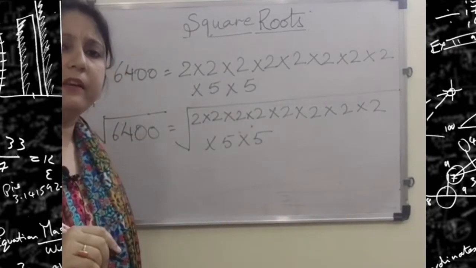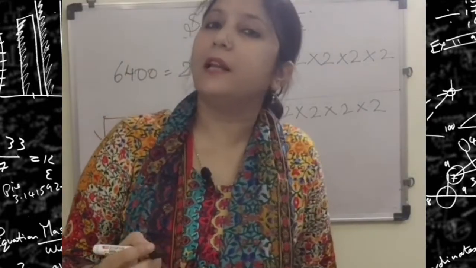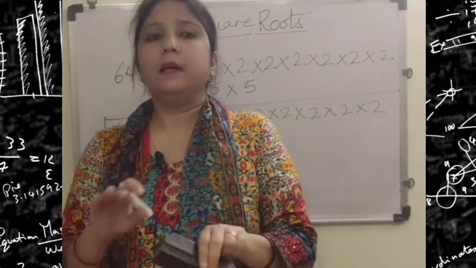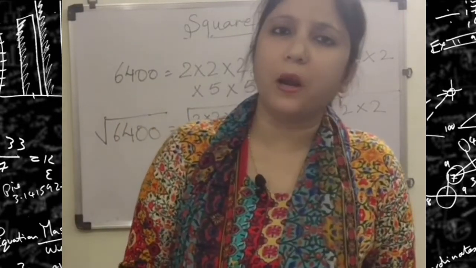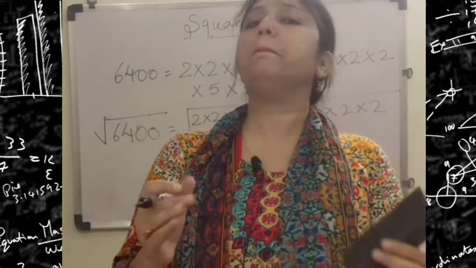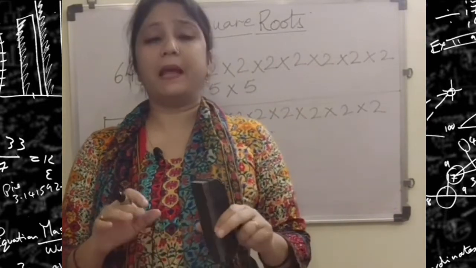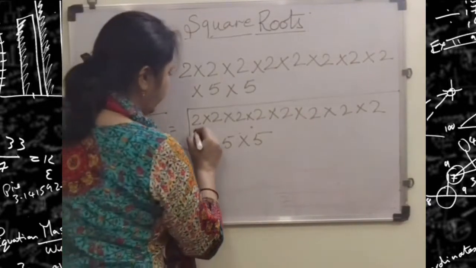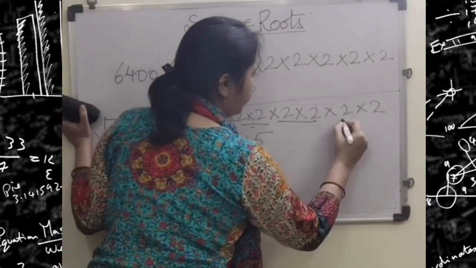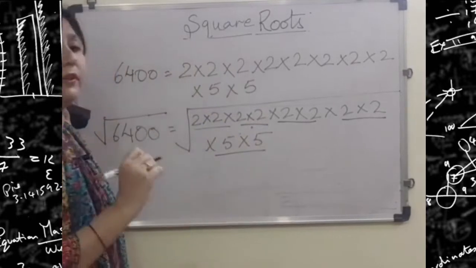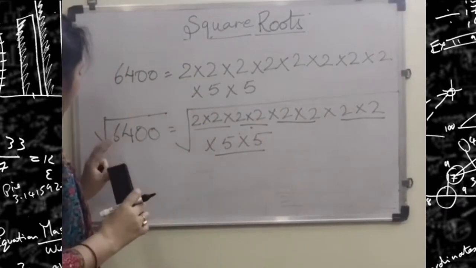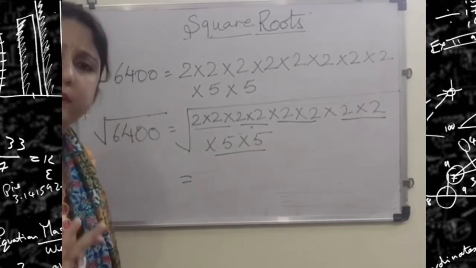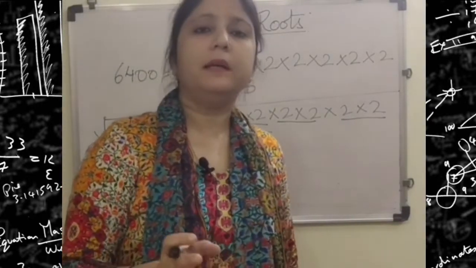Same process again, we make the pairs of like factors. You know like factor means what? That pair of 2 will be with 2 and 5 will be with 5. You cannot make pairs of 2 and 5. So we make pairs of like factors in the right hand side. After making pairs, left hand side we do not touch this root sign. It will remain over there.